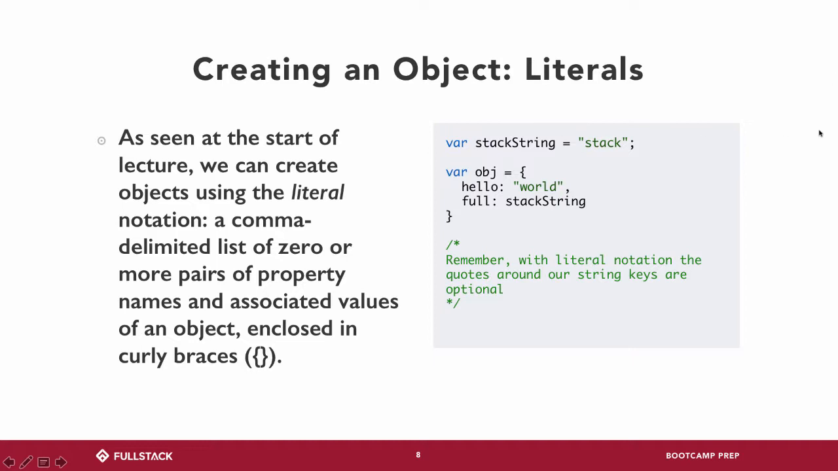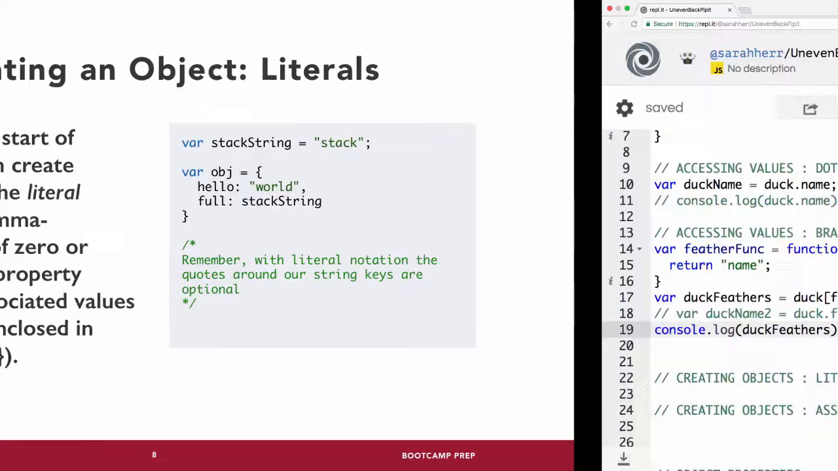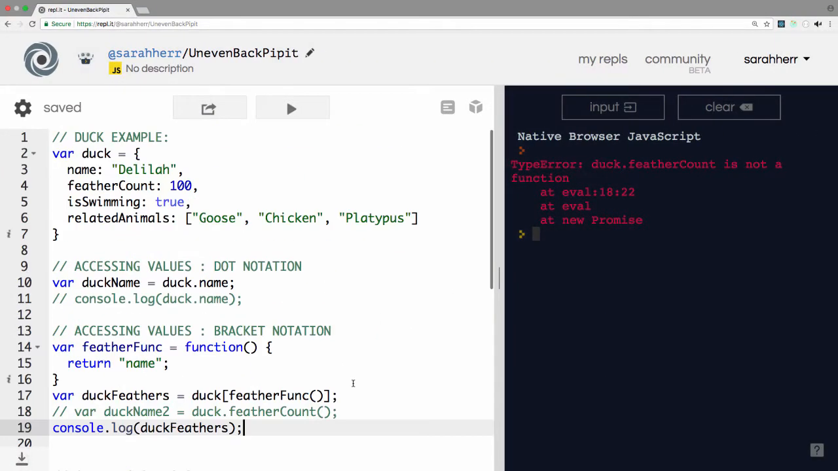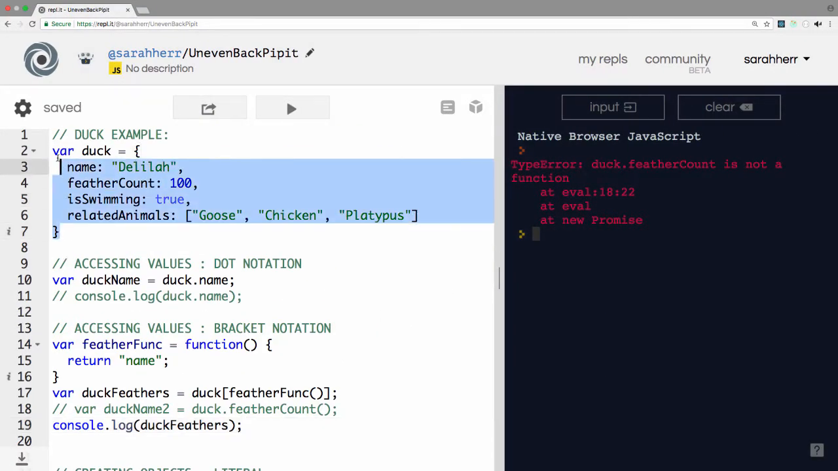If you know all the values of an object going into it, using an object literal is easy and quick. That's what's up here. Var duck equals open curly, and then I just have the key value pairs written, and then end curly.